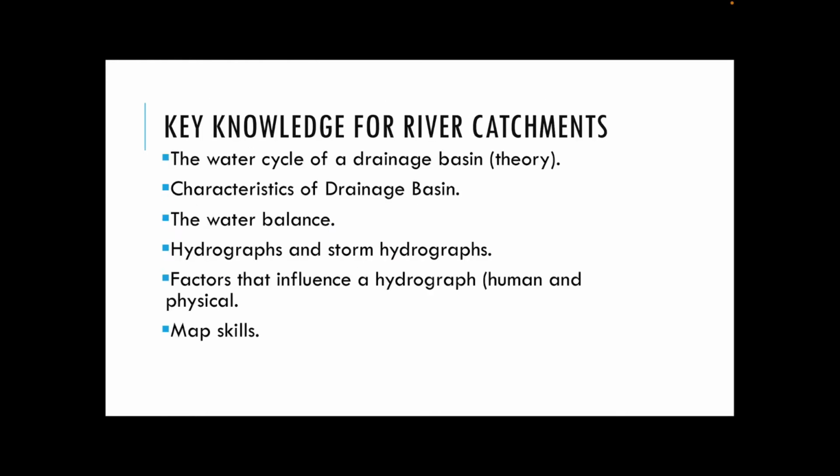So in terms of the key knowledge for our river catchments, obviously we need the knowledge of the water cycle of a drainage basin. That's our key theory. We need to understand the different characteristics of a drainage basin. Having a knowledge of the water balance and the water balance equation is useful. Likewise, having a knowledge of hydrographs and storm hydrographs, very useful. And the factors that influence a hydrograph, both human and physical. And for this one, we're going to be having a look at a few maps. So the map skills are going to be your key skills that you will be using there.